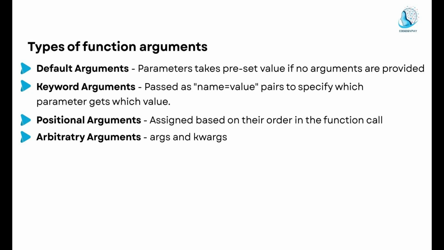The last type of argument is called arbitrary arguments. So we have args and we have kwargs. So these are special types of arguments whenever we want to accept an unknown number of arguments. So the first one, we have args. With the args, we can accept any number of positional arguments. And then with the kwargs, we can accept any number of keyword arguments. So we will look at an example of each of them to understand better.